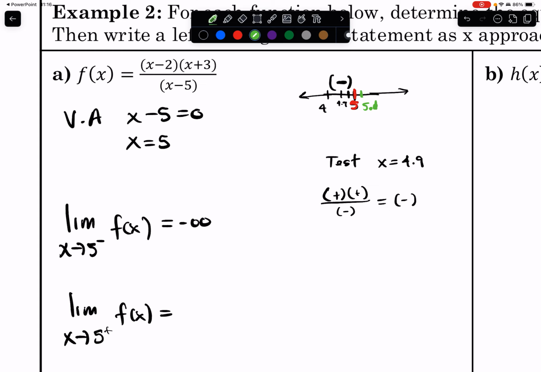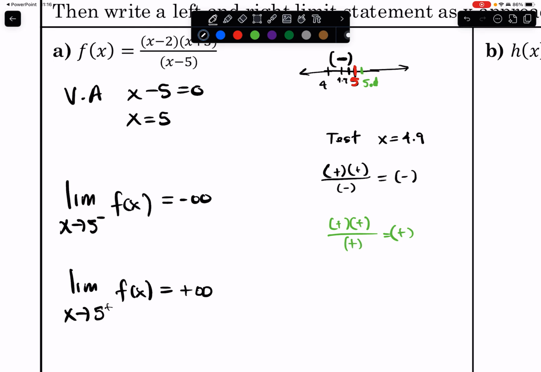So if I put 5.1 minus 2, that's positive. 5.1 plus 3 is going to be positive. And 5.1 minus 5, that's still positive. It's just slightly over zero, but that's going to be positive. And the entire thing is positive. So the right hand behavior around that vertical asymptote is going to be positive infinity.